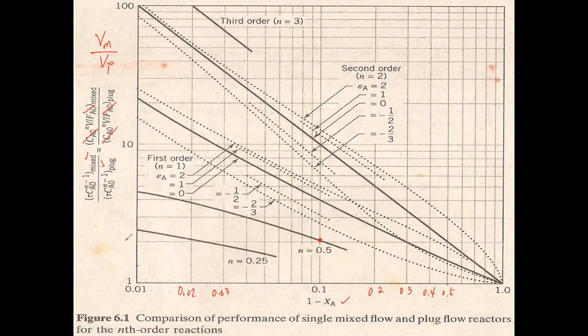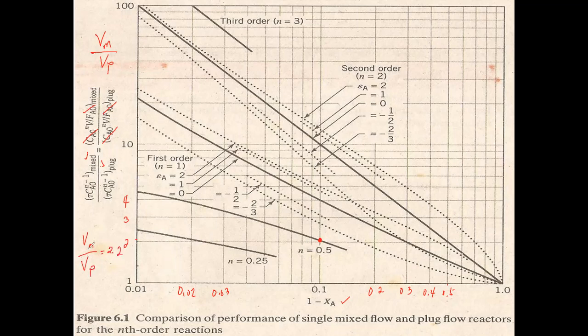So you have here 2, you have 3, you have 4 until you reach 10 here. So in our case, if it's for a half order reaction for 90 percent conversion, more or less, this is where we're going to, this is it, and then you're going to read it here. So more or less a little after 2. Okay, somewhere like that. So we say your Vm over Vp is equal to, say, 2.2.